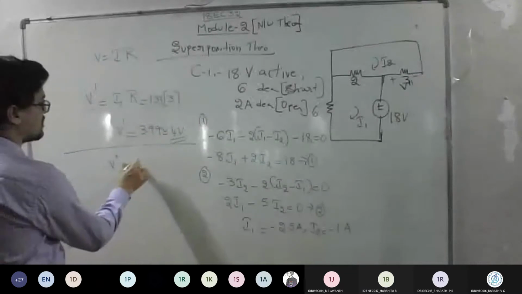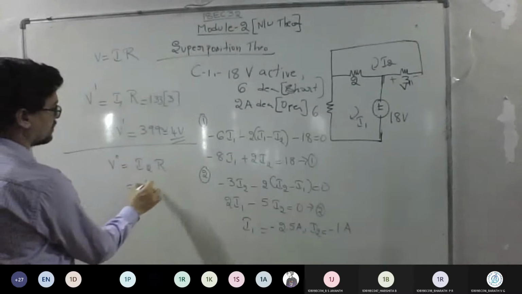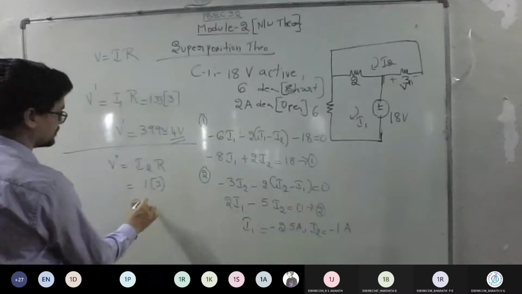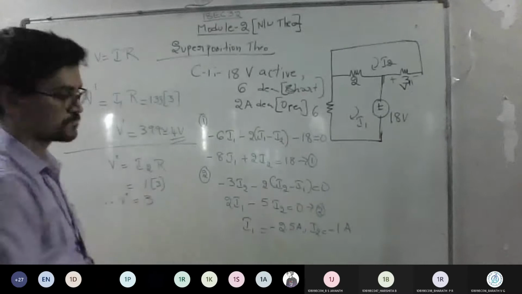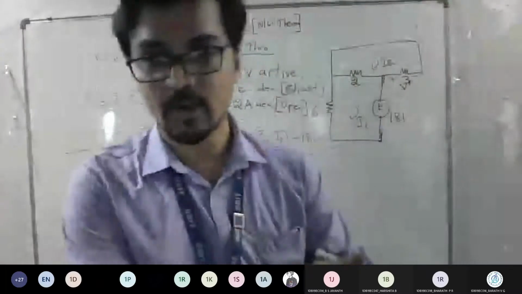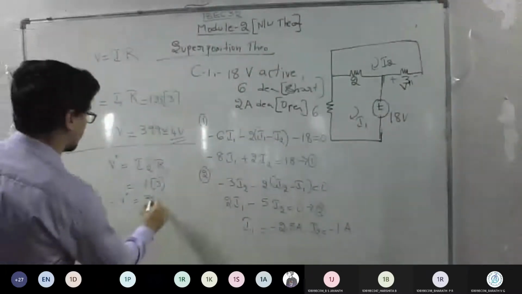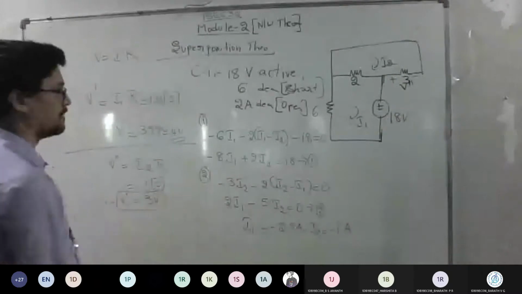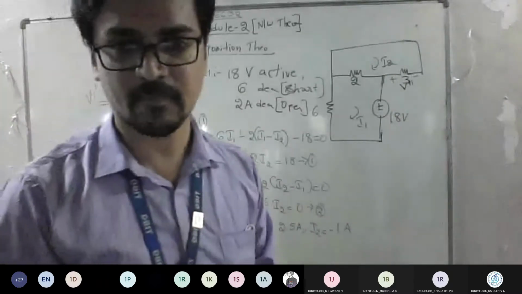V double dash is I2 into R. So I2 you got 1, into R is 3. So it is equal to 3 volt. So everyone got the answer as 3 volt now? Any doubts anyone till here? So we finished case 1 and case 2 and we got 2 answers, V dash and V double dash. Is it fine? Shall we go with the last case, everyone?